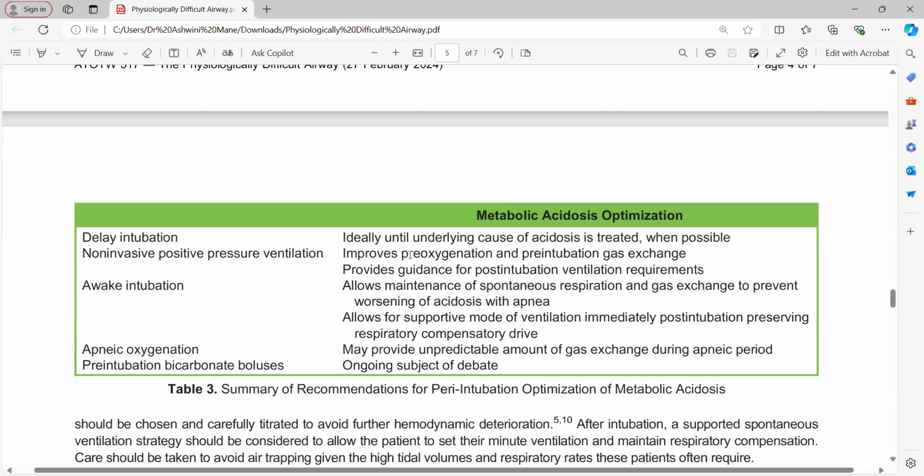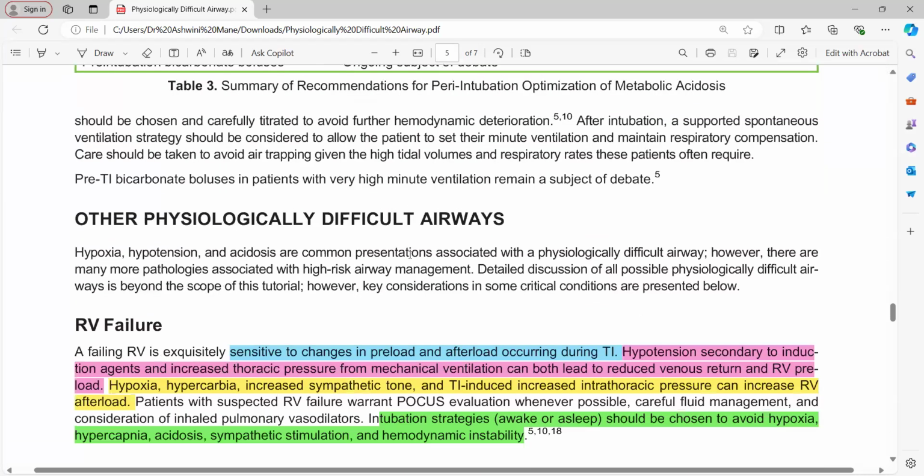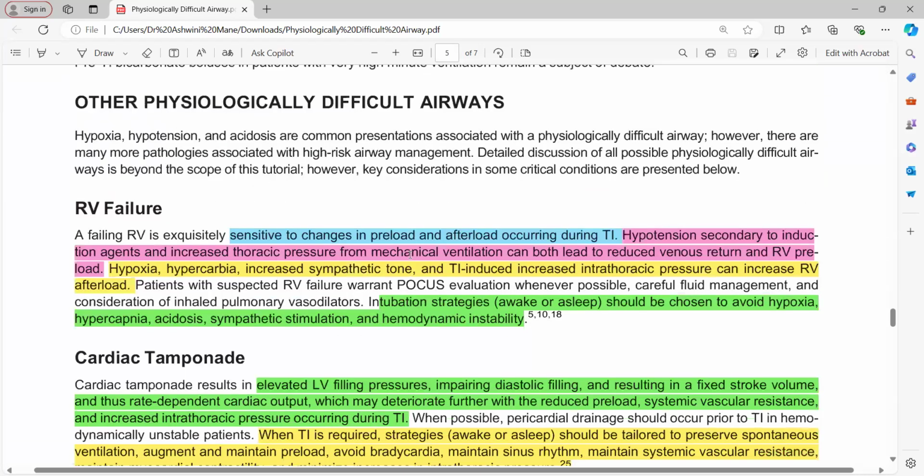Then the last one is peri-intubation bicarbonate boluses. There is not much evidence for this, and it is the ongoing subject of debate. The other physiologically difficult airways: hypoxia, hypotension, and acidosis are the common presentations associated with the physiologically difficult airway. And some critical clinical conditions are presented below.